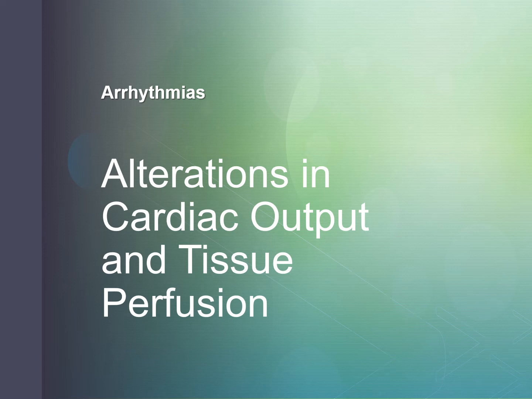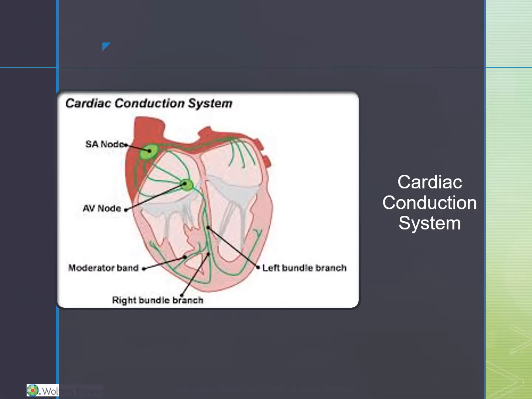Alterations in cardiac output and tissue perfusion. Arrhythmias. The cardiac rhythm is the pattern of the heartbeat. Diagnosis of this rhythm can help identify issues the client may be having and guide the client's treatment. The usual rhythm is the normal sinus rhythm. An arrhythmia or dysrhythmia is a conduction disorder and can affect the cardiac output.